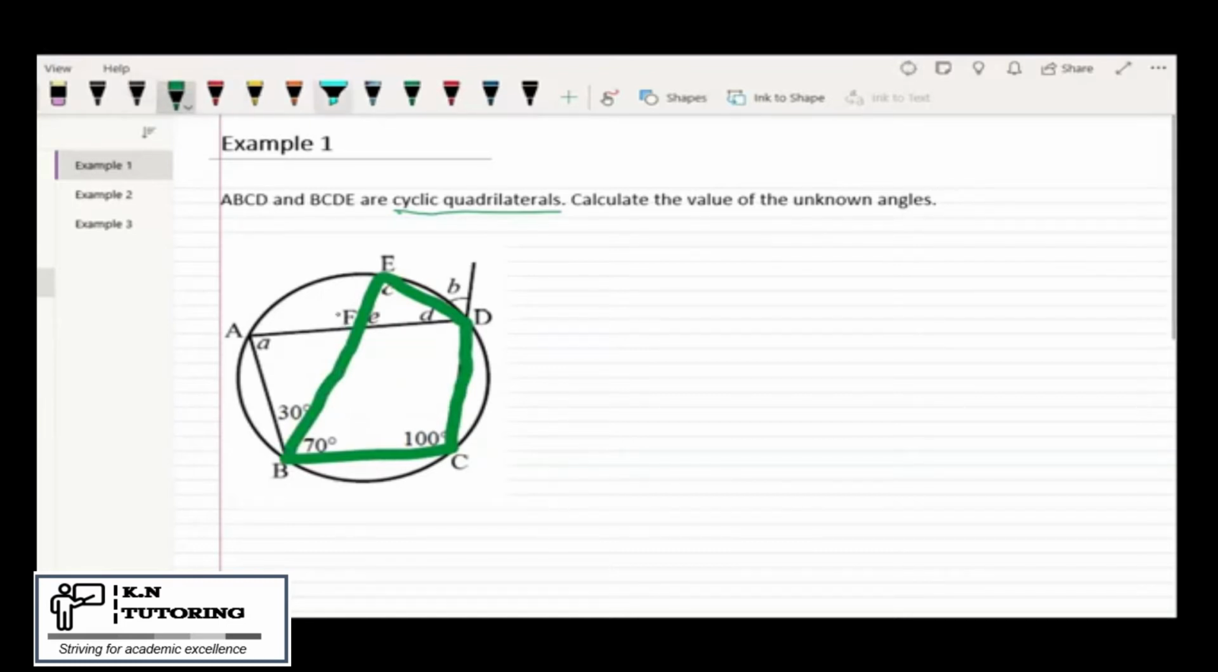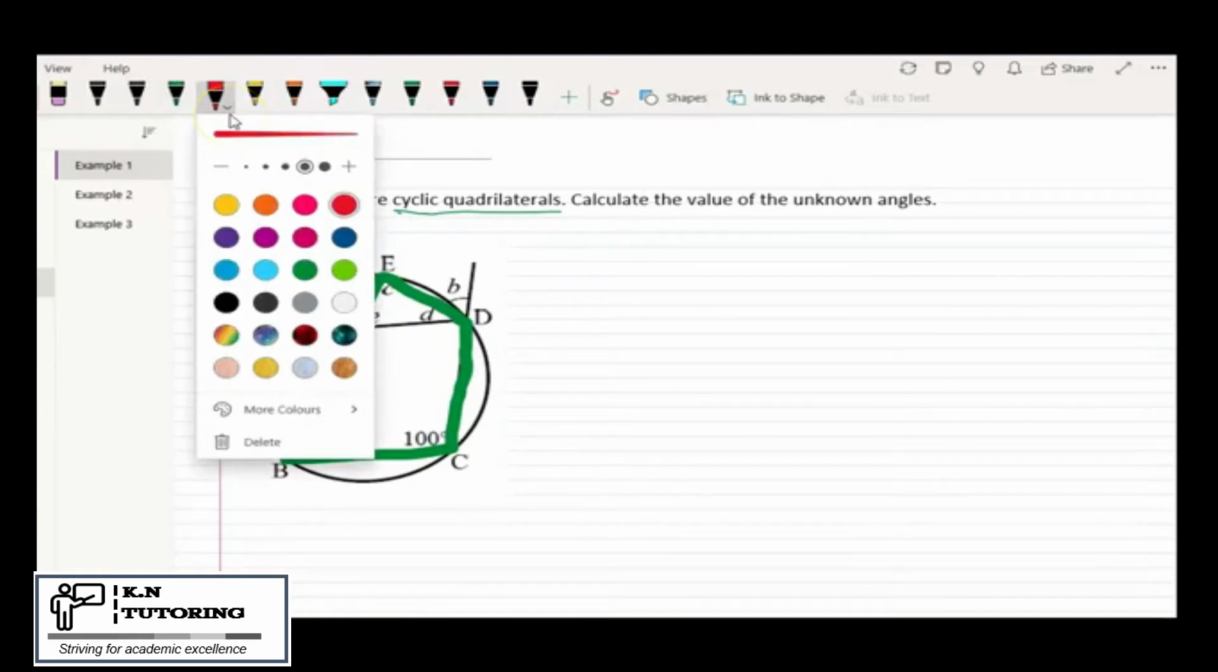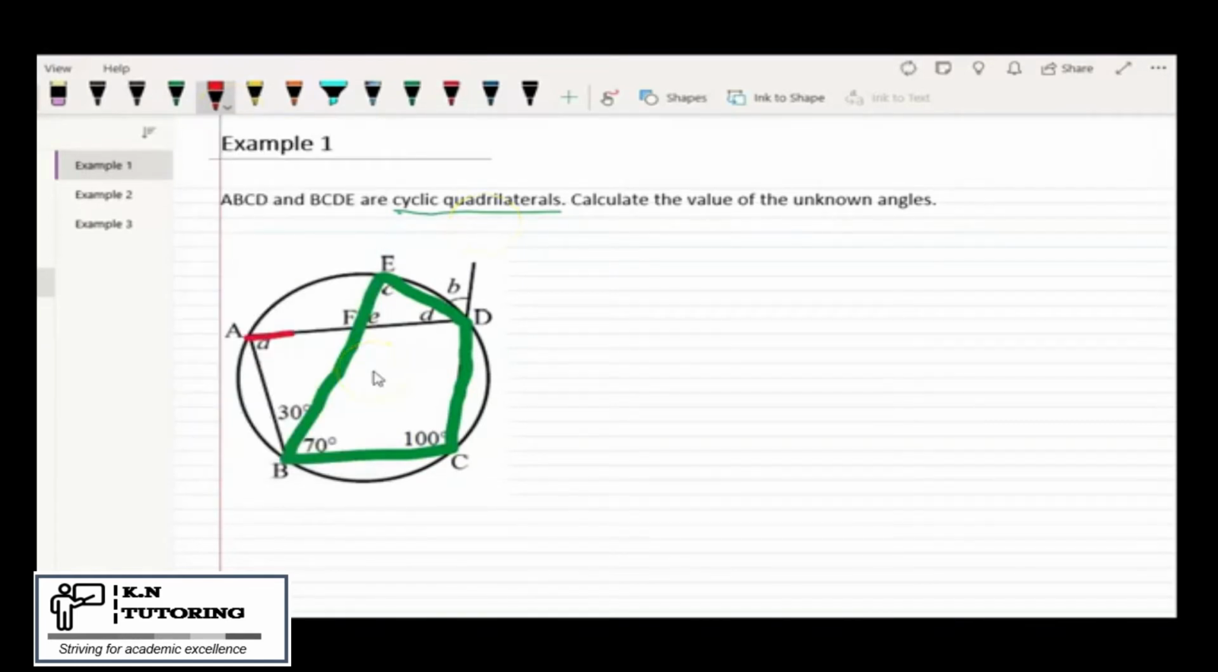Okay, so that's the first one, and then the second one. Yeah, I think that one was too thick, but let's see how far we can go. Got another one there. Very important that you use different colors so that you can see what is happening here. Okay, now I can start solving the problems.